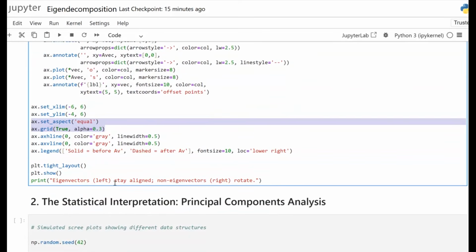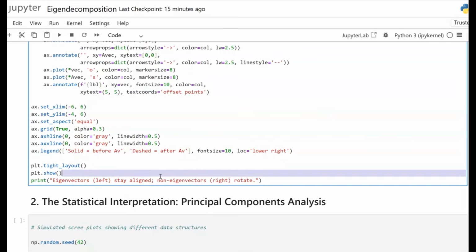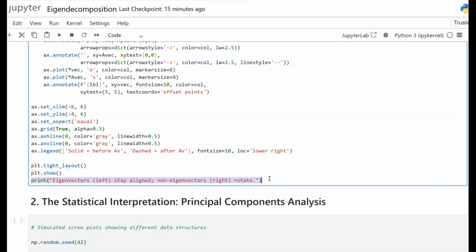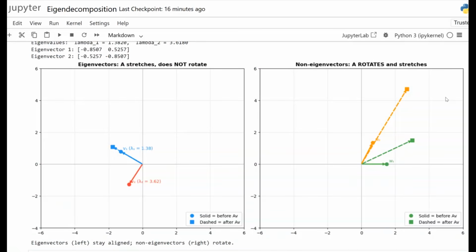And yes, dear friends, actually here we have a printed statement. Yes, eigenvector, that is left, stays aligned; non-eigenvector, right, rotates. So this summarizes the core linear algebra principle. Okay, let me just execute and observe the output. And here is the exact visualizing output.